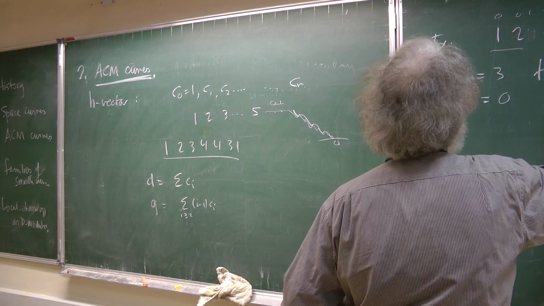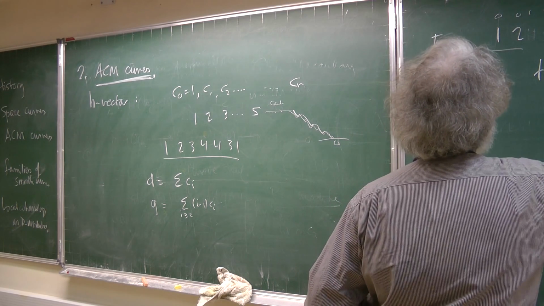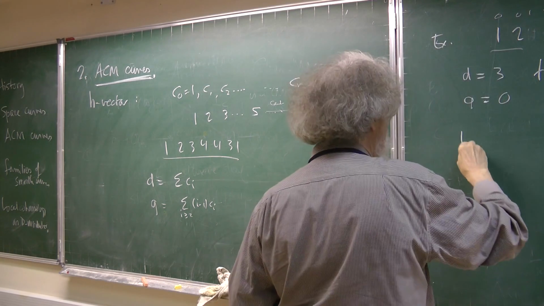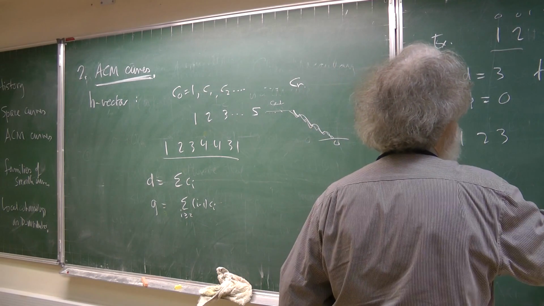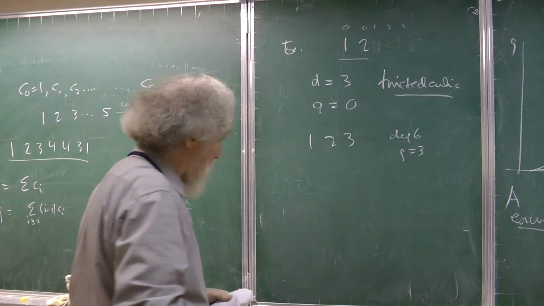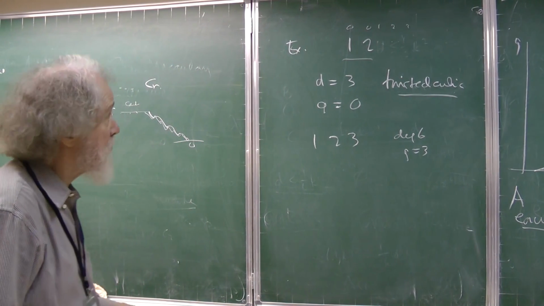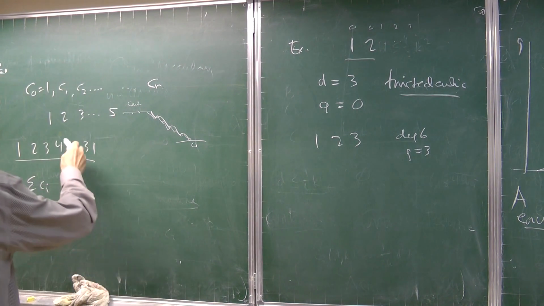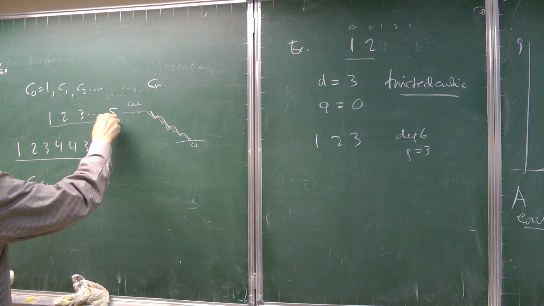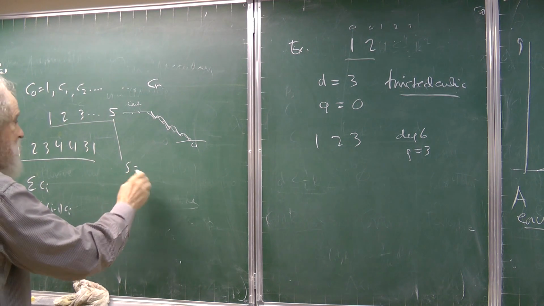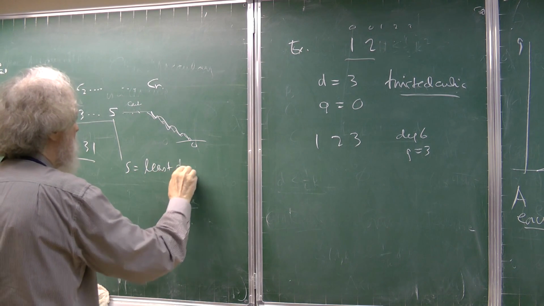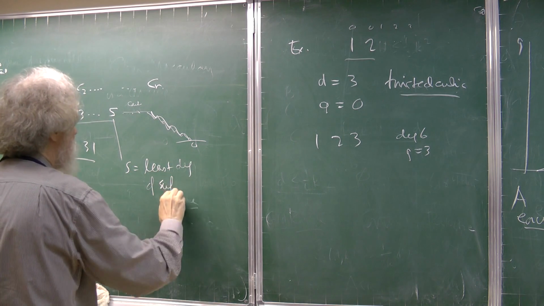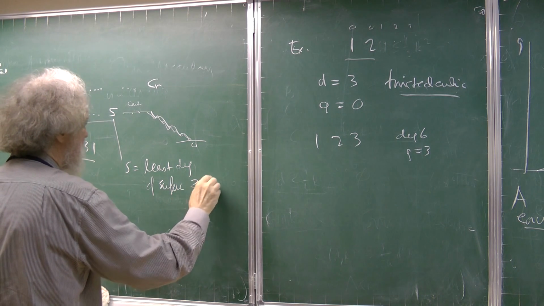For another example, 1, 2, 3 would be in degree 6, and g is 3. Those lie on cubic surfaces, this is nice, they see them here. Another thing you can read off of this is that S is the least degree of a surface containing the curve.